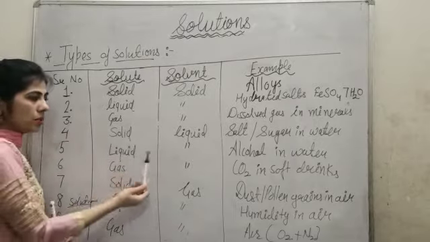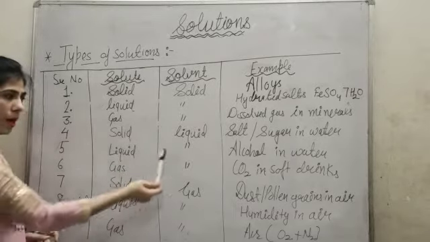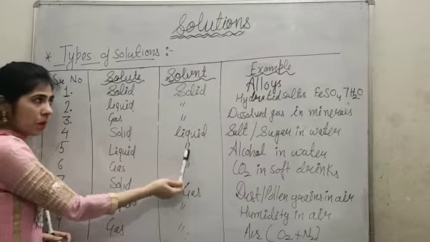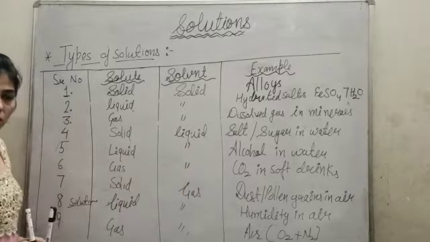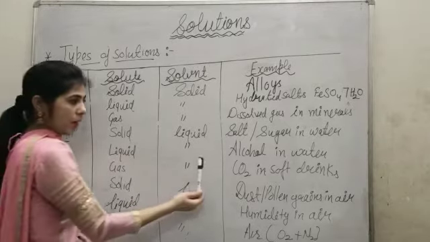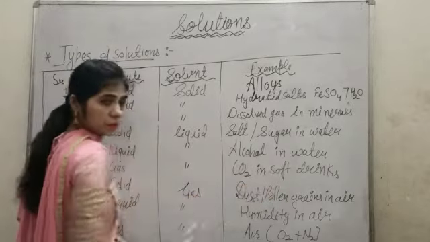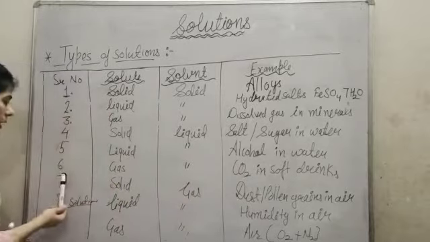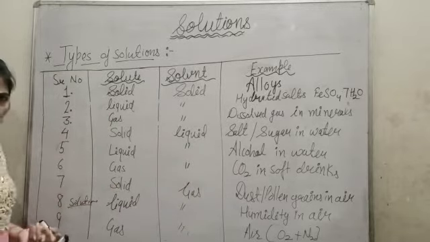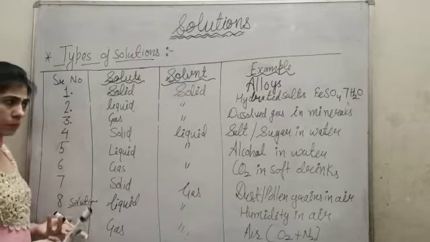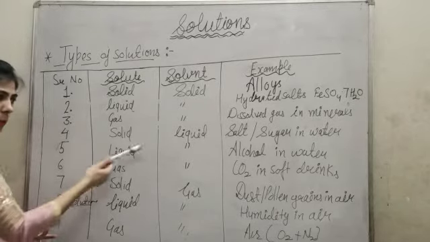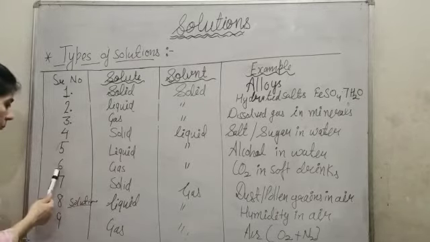A liquid solute is added into a liquid solvent. As the liquid solvent is present in the larger amount, we obtain the solution again in the liquid state. For example, alcohol in water. And soda water is also an example. Lime water is also an example of liquid in liquid.